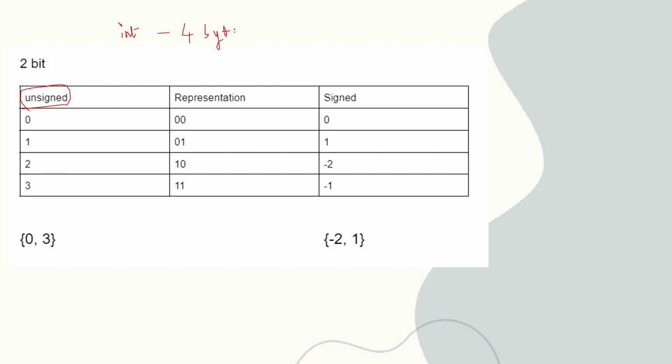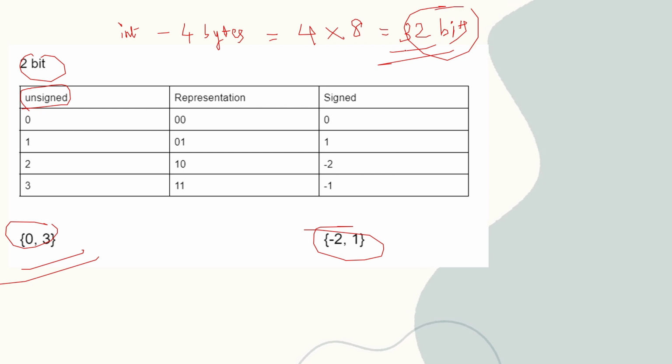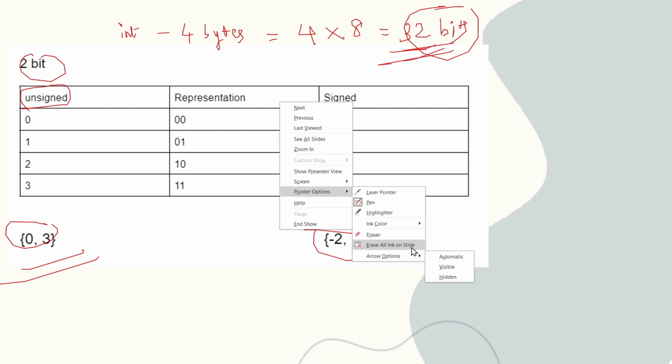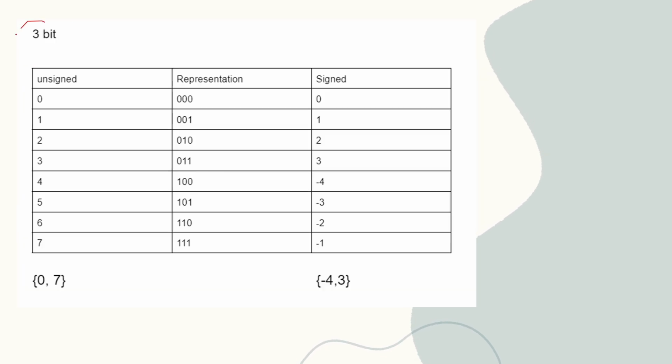It is of 4 bytes. That means this integer is of how much? 4 into 1 byte is 8 bits, so this integer is of 32 bits. That means instead of a 2-bit representation, you want a 32-bit representation to know the limits for unsigned and signed integers, right? So you need to do the same thing for a 32-bit representation, okay? But let's try to learn something more about this, so let's try to clarify it with another, 3-bit representation.